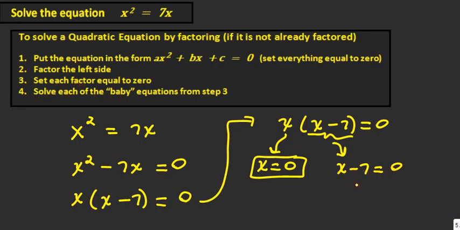We can solve this one by adding 7 to both sides. So the two solutions are 0 and 7.